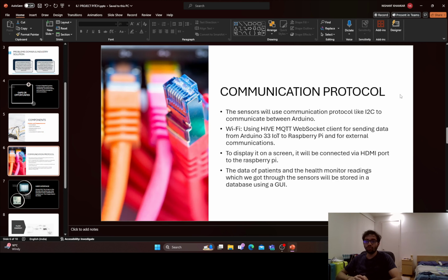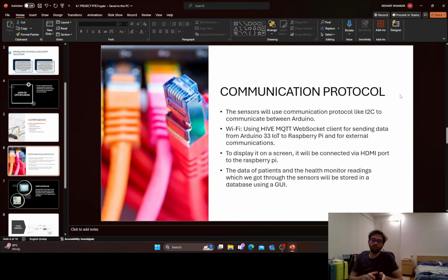So the communication protocol we are using for this project is, when the sensors are connected to Arduino, they will use I2C communication to send the data. The Arduino will read the data, and we are using the Wi-Fi communication protocol and the HiveMQ MQTT WebSocket client to connect Arduino and Raspberry Pi, which will send the data from Arduino to Raspberry Pi.